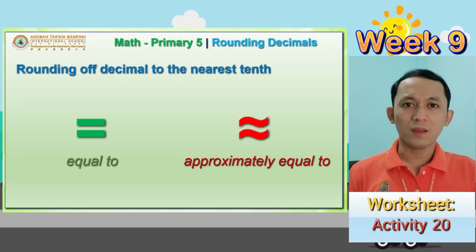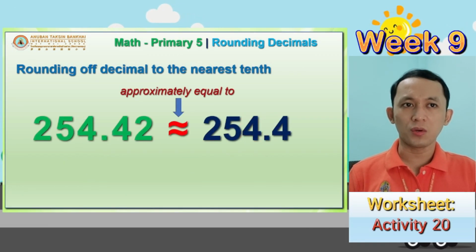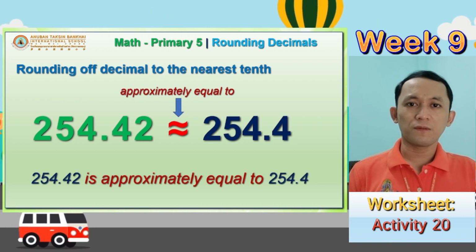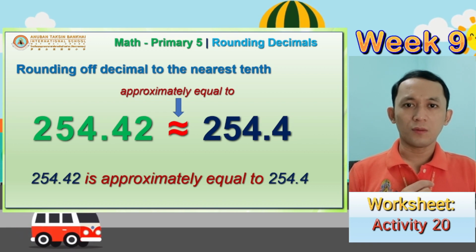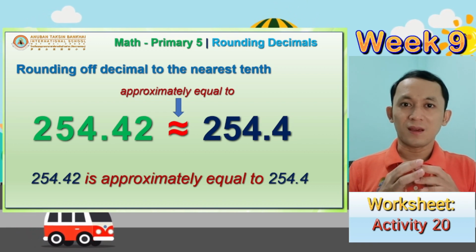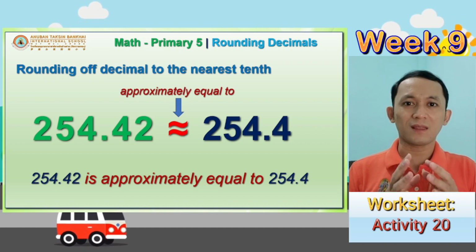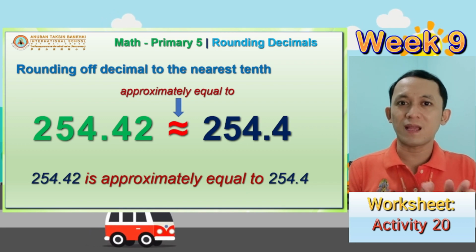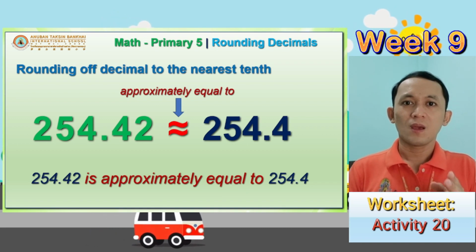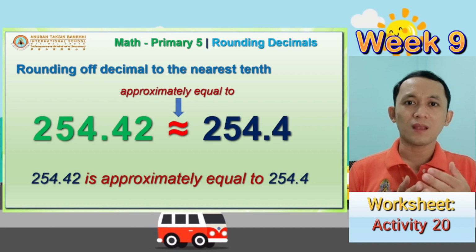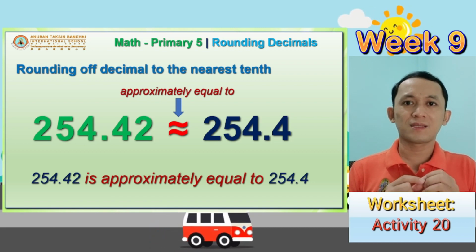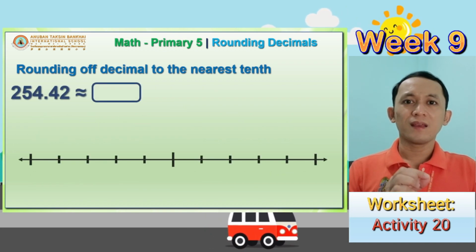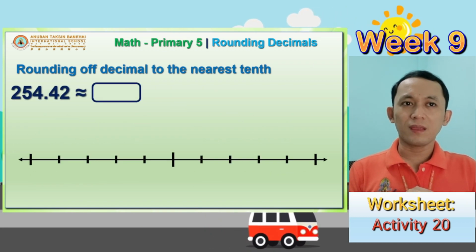Again, 254.42 is approximately equal to 254.4. You can see that the process is just the same. Yesterday we checked the tens place. Now we check the hundredths place because we are rounding off to the nearest tenths place. Now let's use again the number line method here.